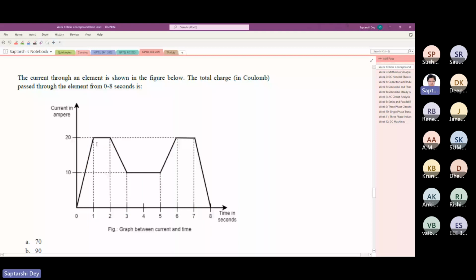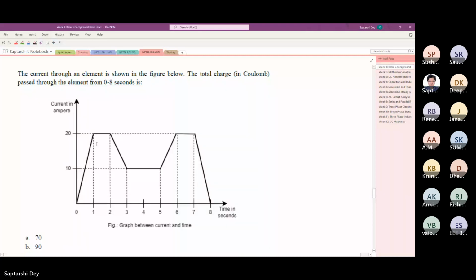Today we got a lot of questions about charge. So this is a charge. Probably this is the last. We almost do not talk about charge in electrical engineering. We always talk about current. In very few cases we talk about charge.